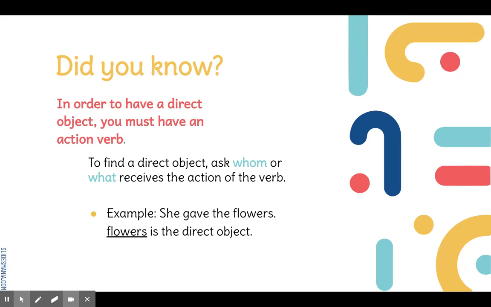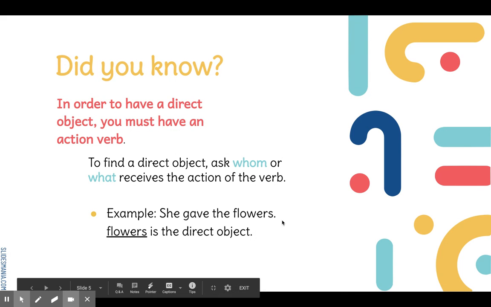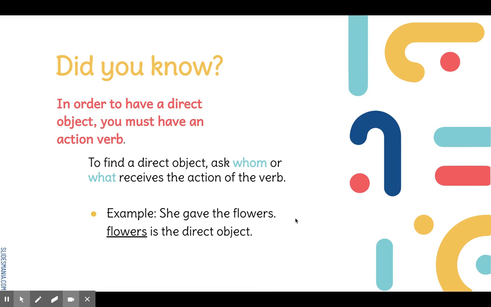So did you know in order to have a direct object, you must have a verb? To find the direct object, you're going to ask yourself who or what receives the action of the verb. For example, she gave the flowers, right? We usually will have they gave the flowers to someone, but we're going to talk about that later. She gave the flowers. Subject is she. Gave is the verb. And then you ask yourself, what is it that she gave? You'll find your DO. She gave flowers. Flowers is my direct object.